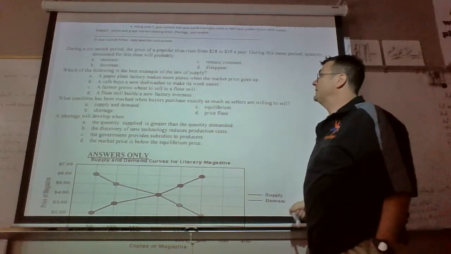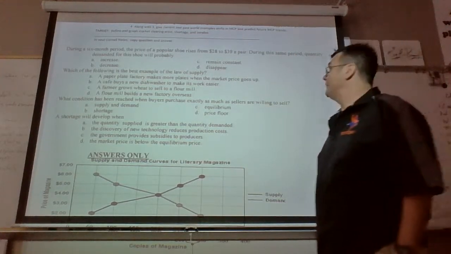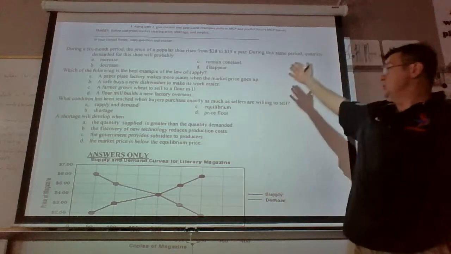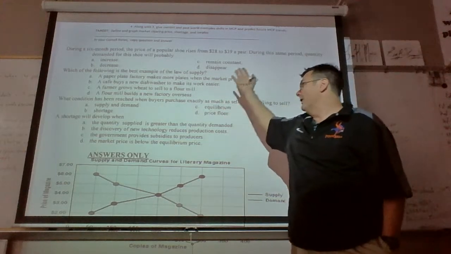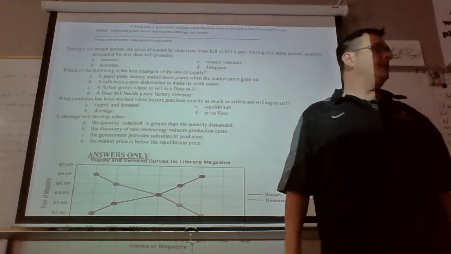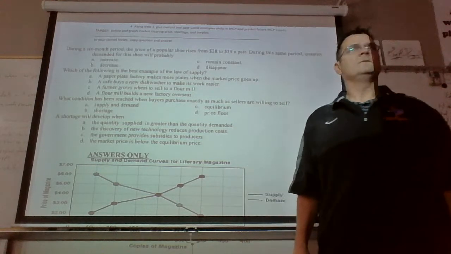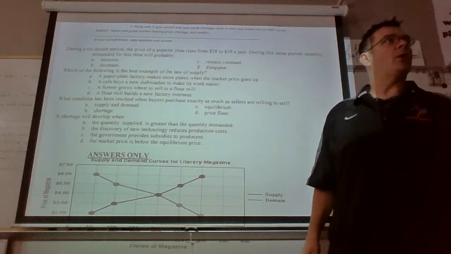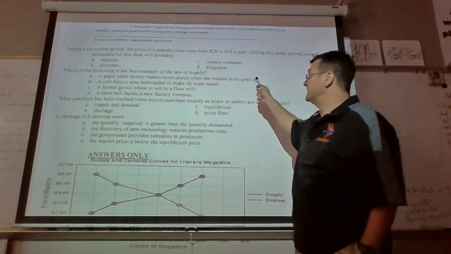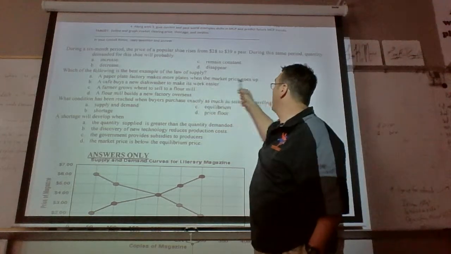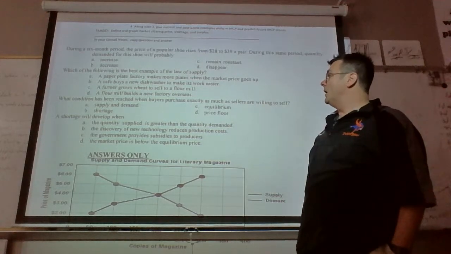Number 2 on the whiteboard, put it down there. Which of the following is the best example of the law of supply? That first one is the law of demand, essentially. That's another way to look at it. Second one for law of supply. We are 100% correct. Good job. Everybody knows that that is an example of law of supply. Price goes up, quantity supplied goes up. Piece of cake.